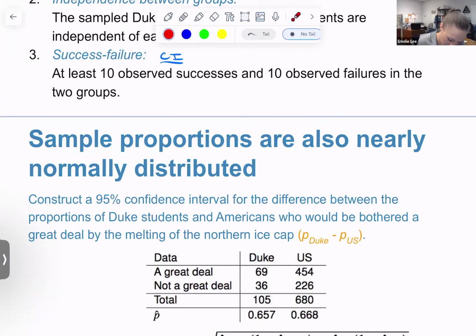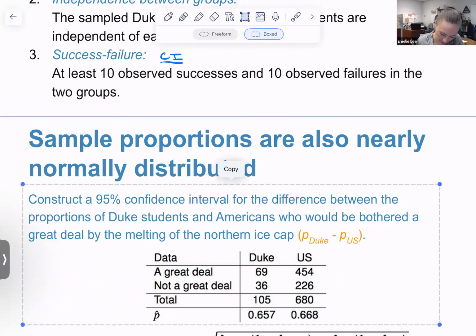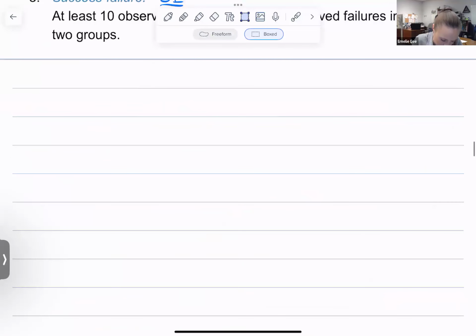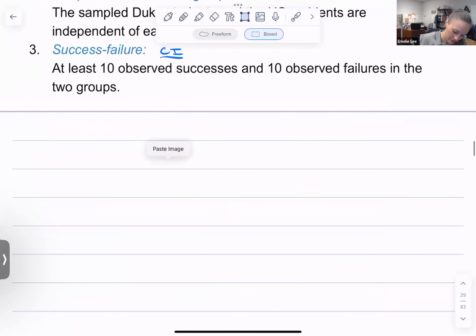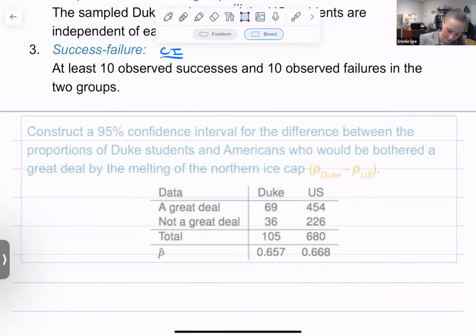Now what I want to do is I'm going to do this because it's got the answers on this slide. So I'm going to add a page here in between and sneak this example in here.